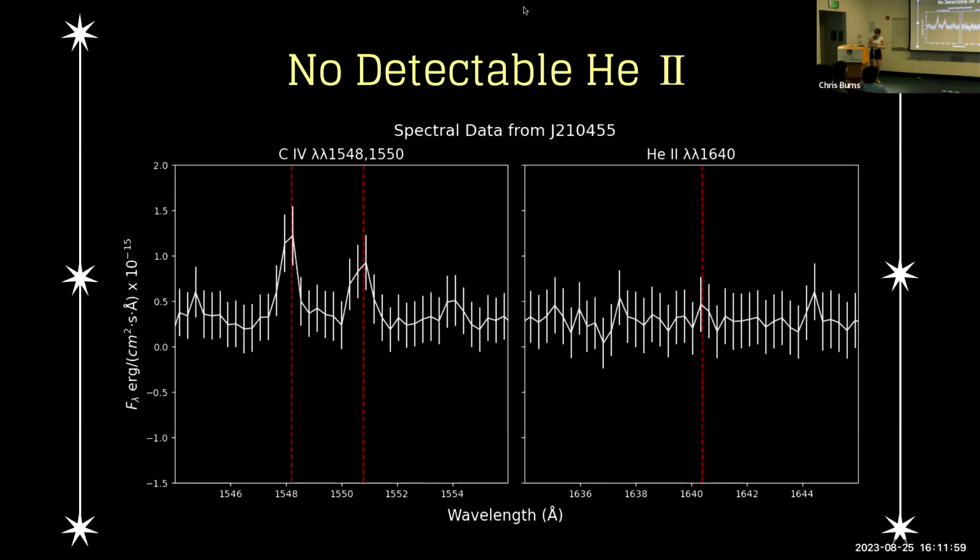Also, an interesting fact is that there was no helium-2 detected in either of these galaxies.